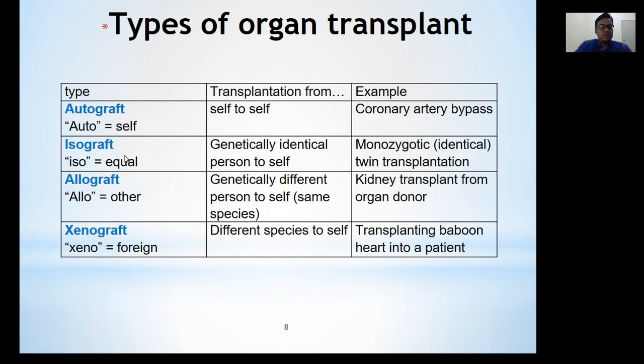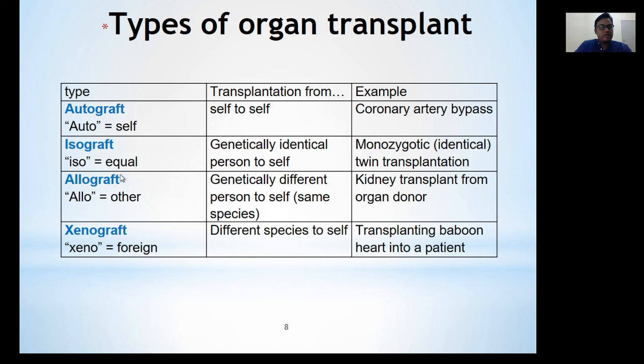Second, we have isograft. Iso means equal, so this is talking about transplantation from identical twins. Identical twins also have identical HLA or MHC. So again, high or even 100% success rate, because we don't expect any rejection to occur. An example is identical, also known as monozygotic, twin transplantation.